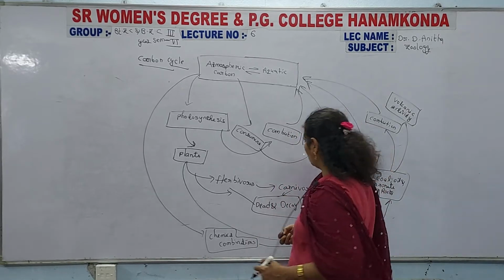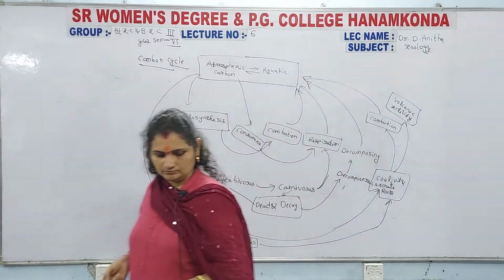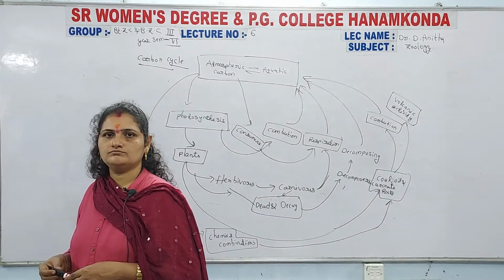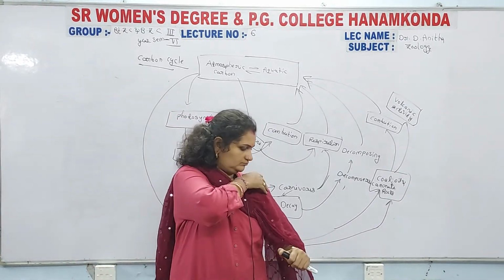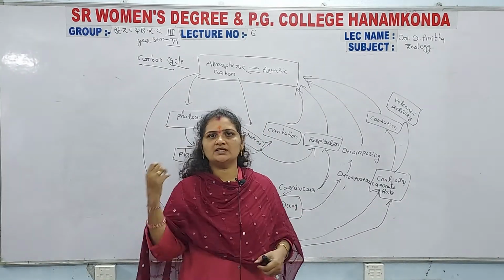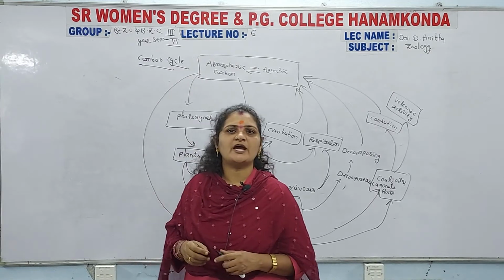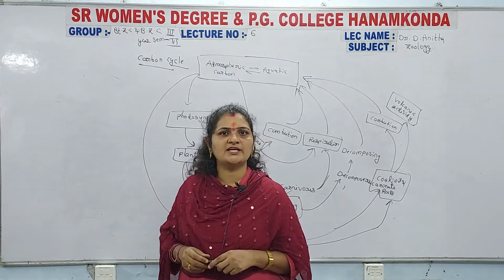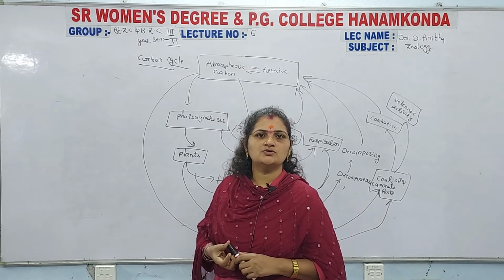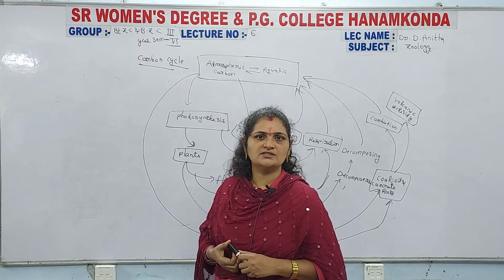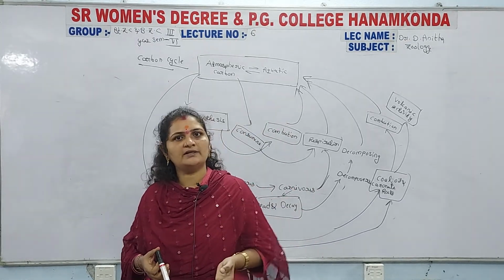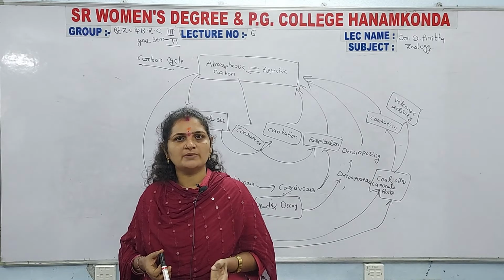So it is the carbon cycle. In this carbon cycle, first, carbon is one of the macronutrients, the same as nitrogen and oxygen. These come under macronutrients, which organisms mainly need in higher amounts. That's why these are considered macronutrients.